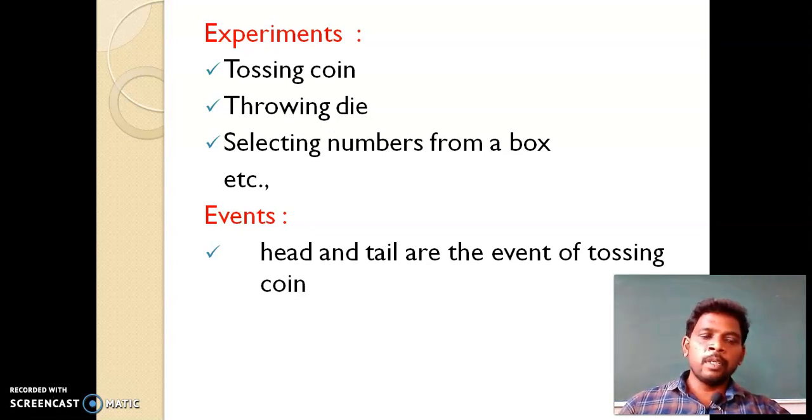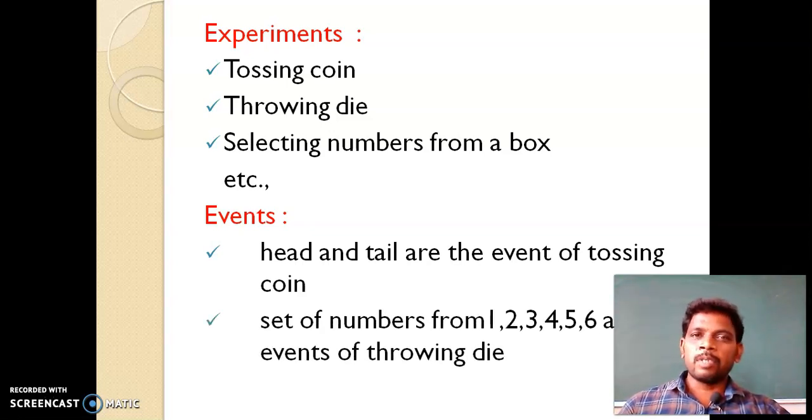And then next, throwing a die. What are the elements when throwing a die? The numbers 1 to 6. The set of numbers 1, 2, 3, 4, 5, 6 is the set of outcomes of throwing a die. Likewise we can differentiate experiment and events. Before solving any probability question, identify what type of experiment it is and what the events of that particular experiment are. Then after that you can use the respective formula with the necessary steps. That is very important.